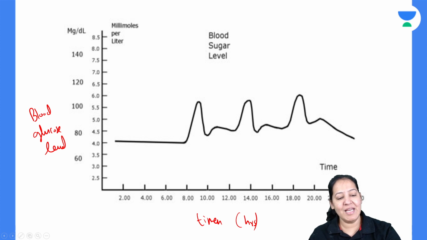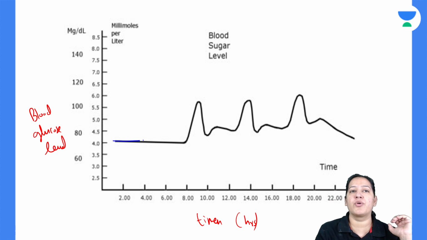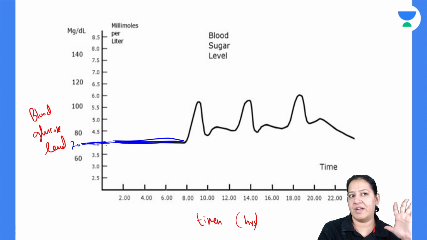So you can see this is the basal blood sugar, whose value is 70 to 80. Can you see it is 70? It is 70 to 80 or within 100. It is the basal blood sugar.